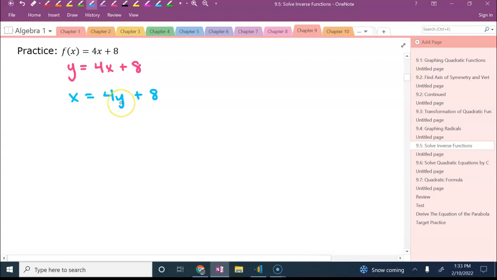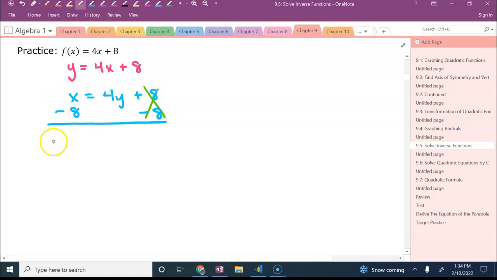You need to now solve for y. So the first thing you're going to do is, instead of having plus 8, we've got to move this over here, so we're going to do that by subtracting 8. So I'm going to write minus 8, minus 8. And remember, you want to do that over the equal sign. So it's gone over here.